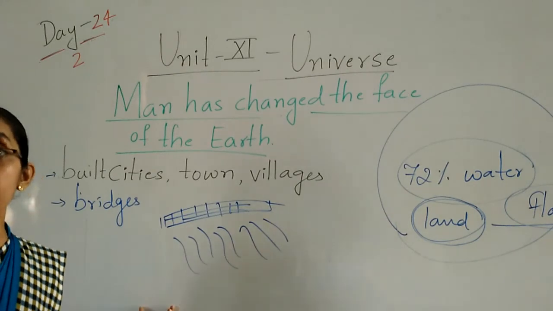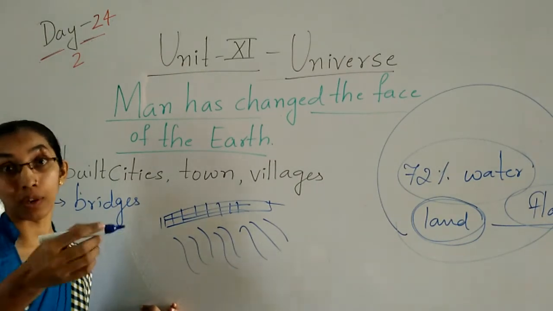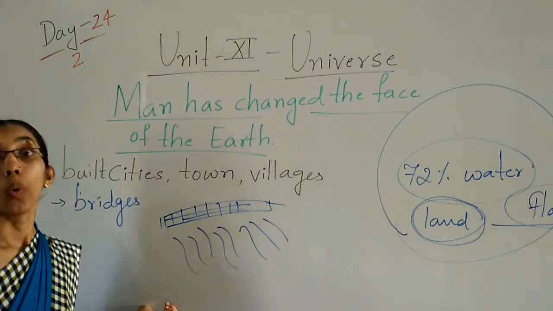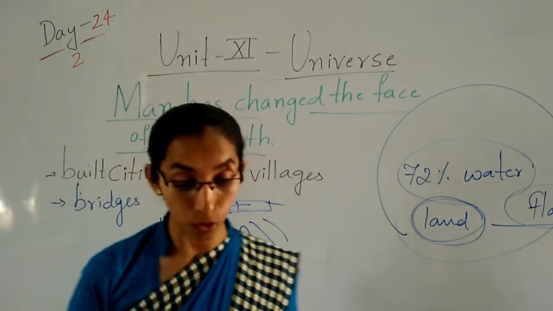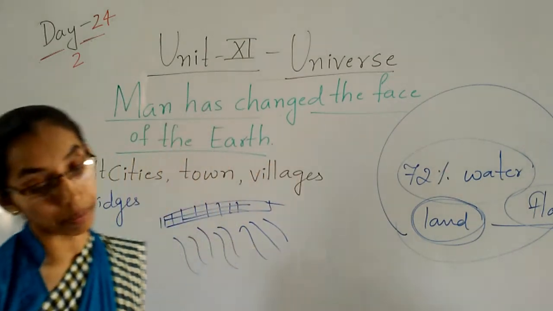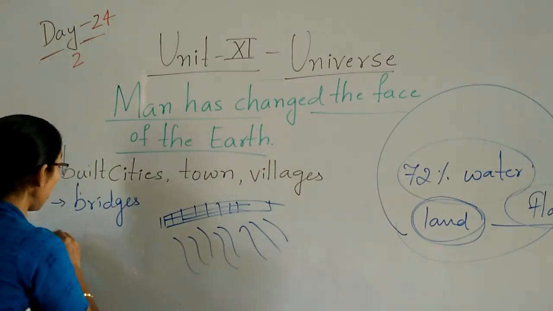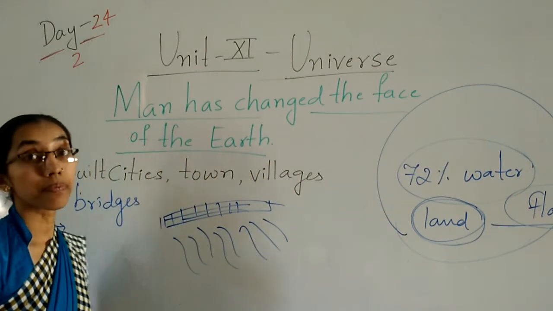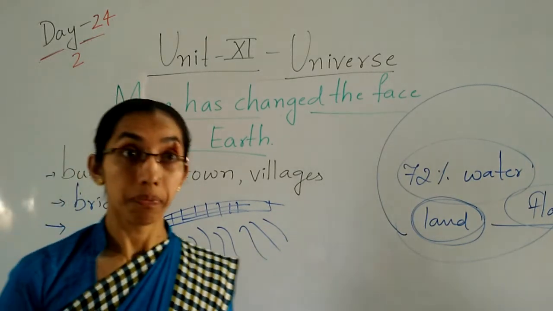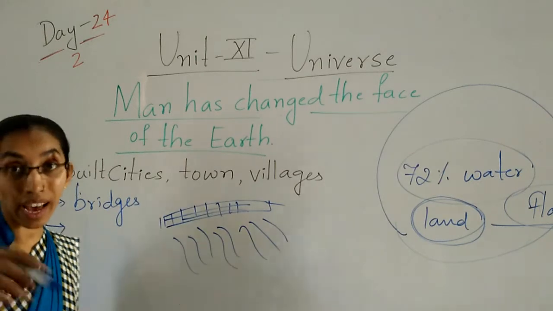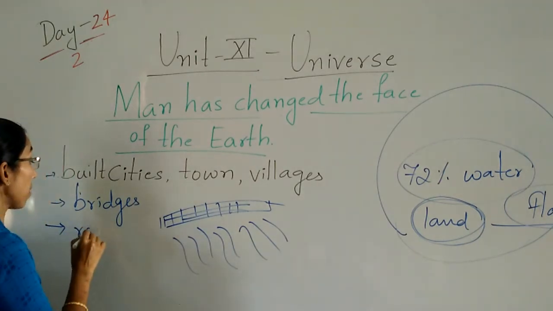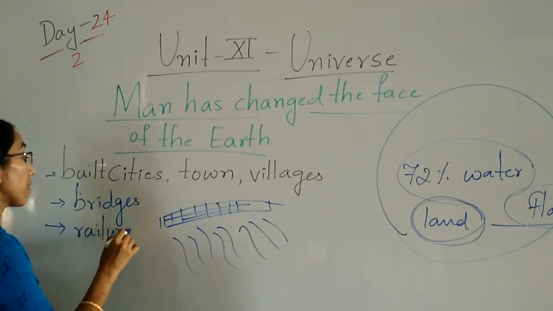Why did they make this bridge? To cross that river, sea, or lake. Clear, children? So they built the bridges. Again, next, what did they do? They also made the tracks. They made the railway tracks.